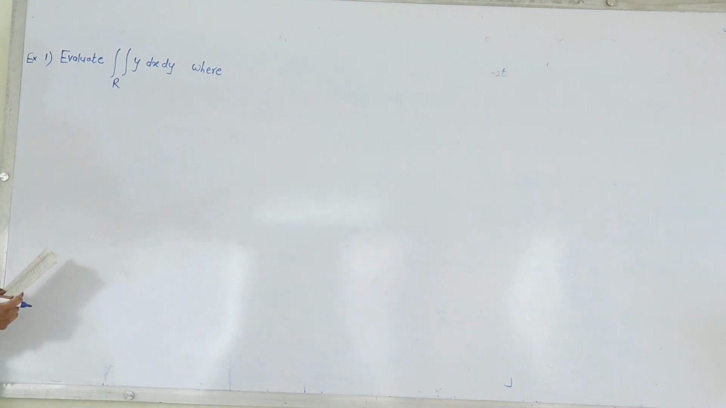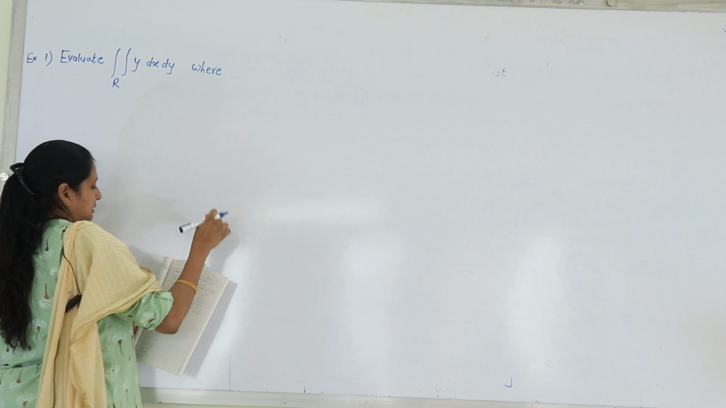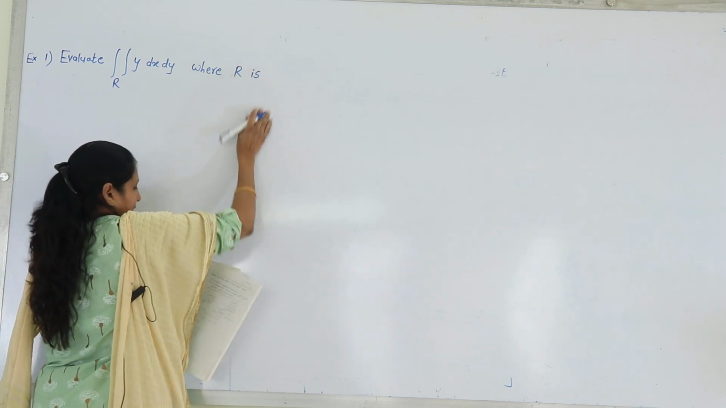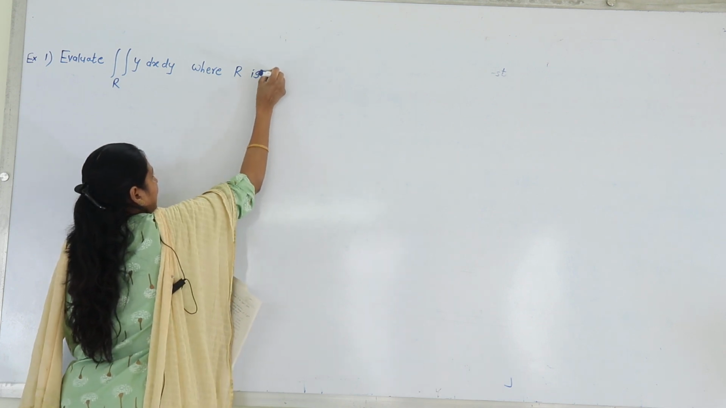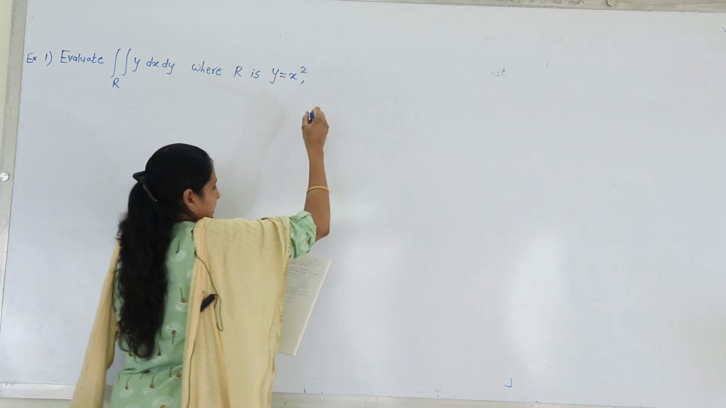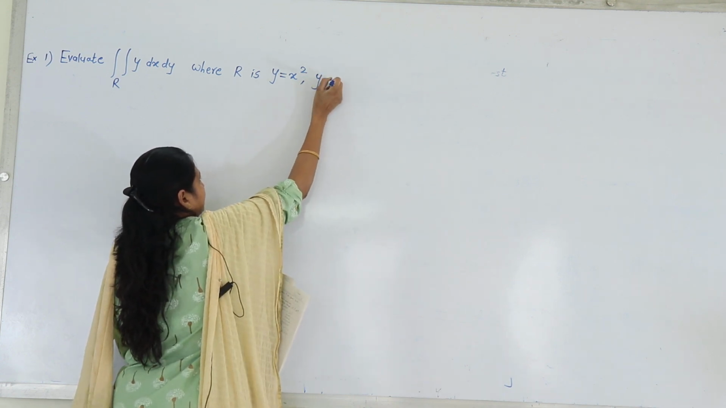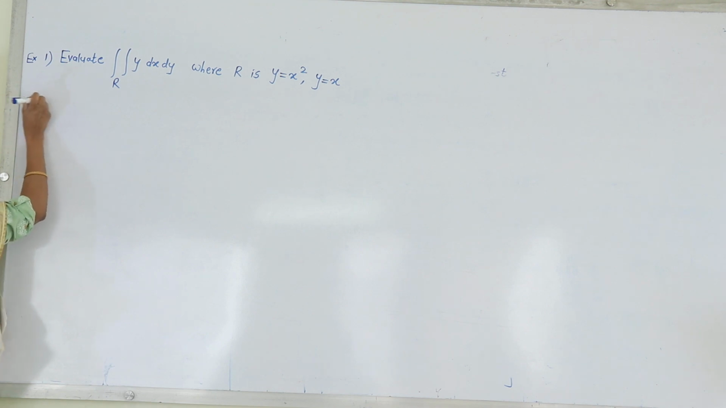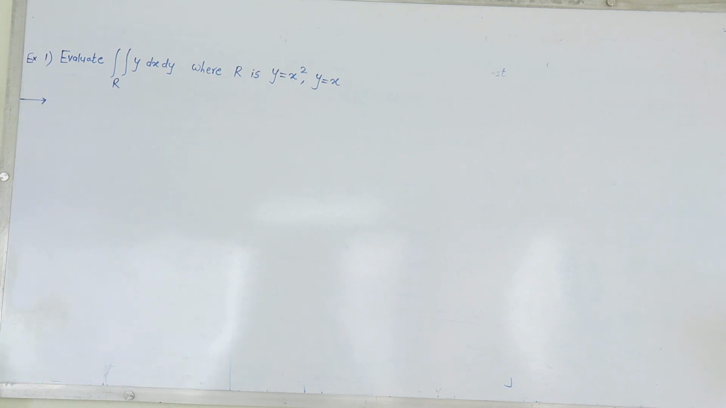Evaluate the double integral of y dx dy where R is the region bounded by y is equal to x square and y is equal to x. Now this is the topic when limits are not given but the region is given. First we have to find the region.